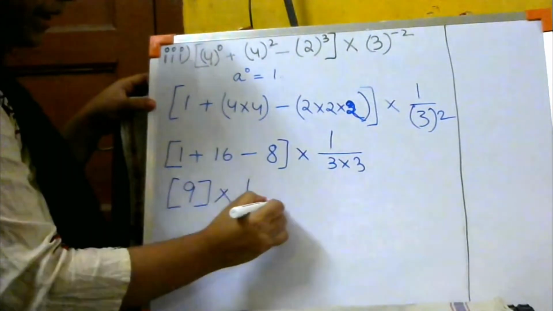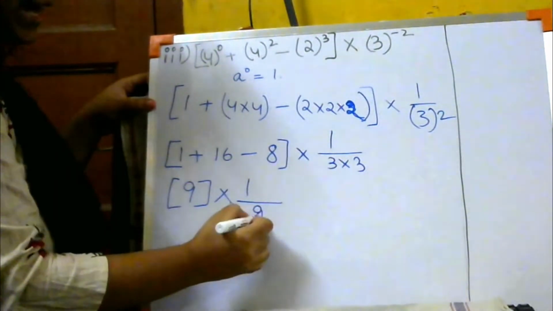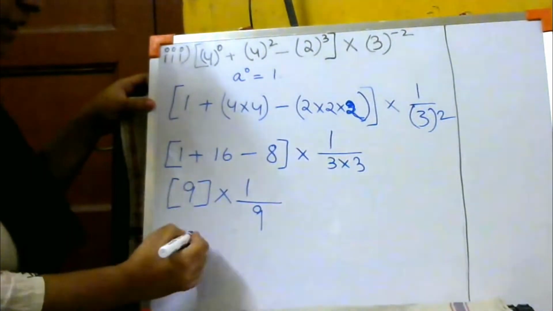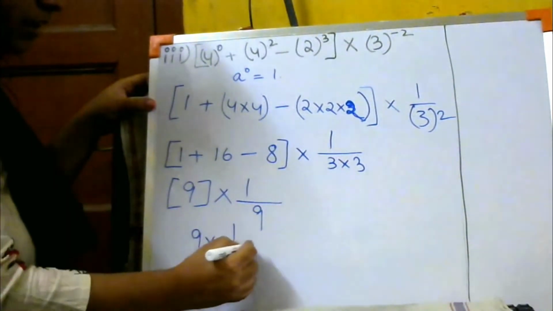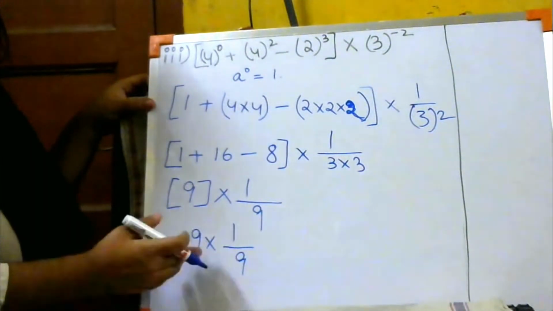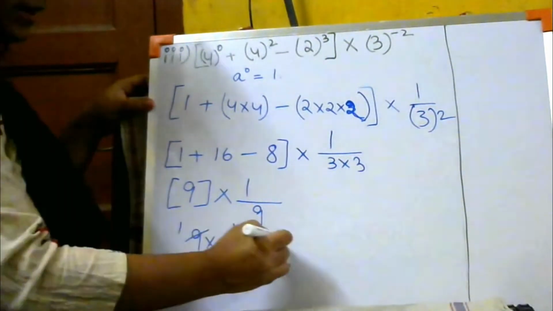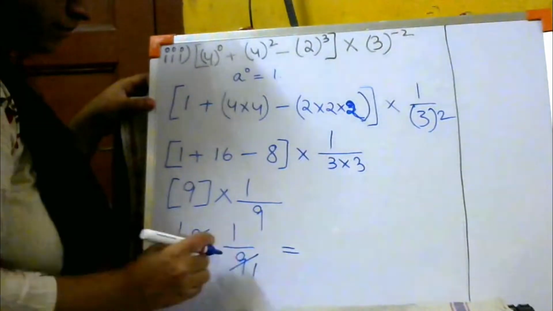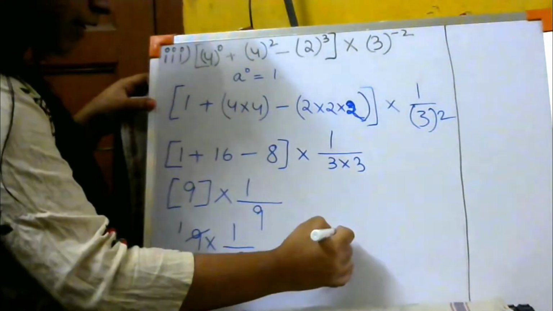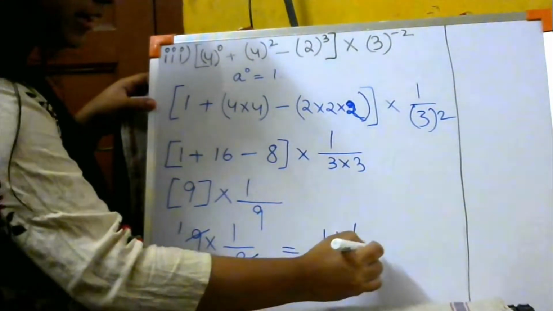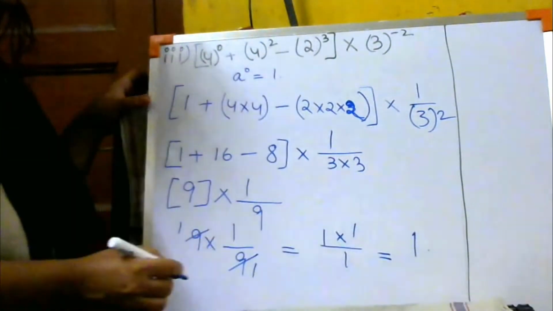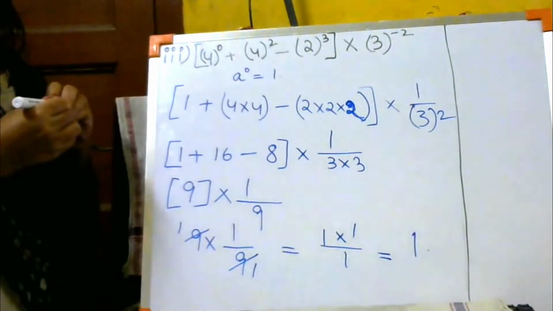Into 1 by 3, 3s are 9. Clear? Now let us open this bracket. 9 into 1 by 9. क्या करना अभी? Reducing. 9 ones are 9 ones are. ठीक है? So we are going to get 1 into 1 divided by 1. Answer is 1. Is it simple? I think it is simple.